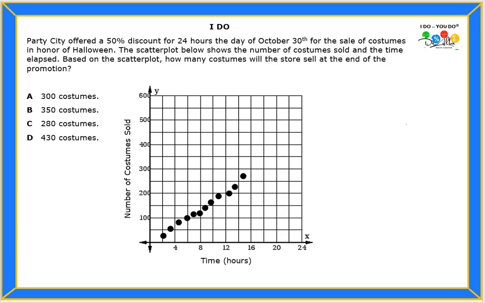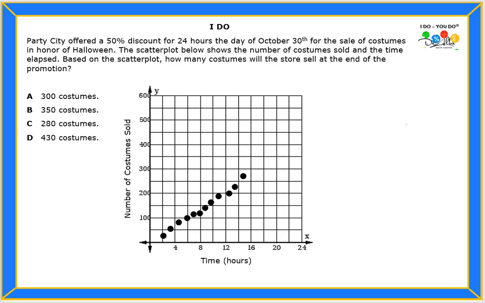And it says, Party City offers a 50% discount for 24 hours on the day of October 30th for the sale of costumes in honor of Halloween. The scatter plot below shows the number of costumes sold and the time elapsed. Based on the scatter plot, how many costumes will the store sell at the end of the promotion?